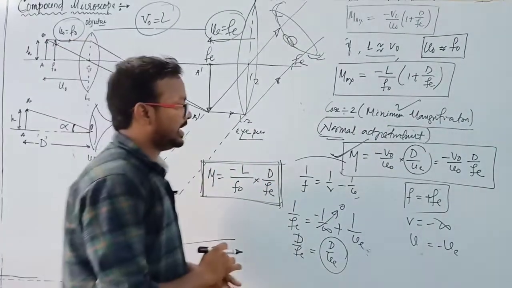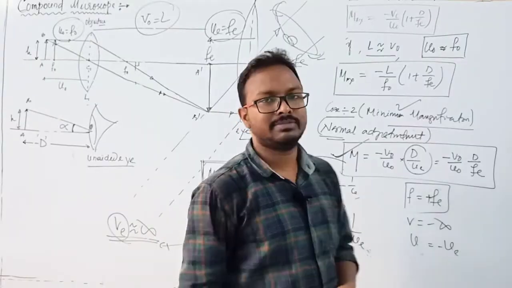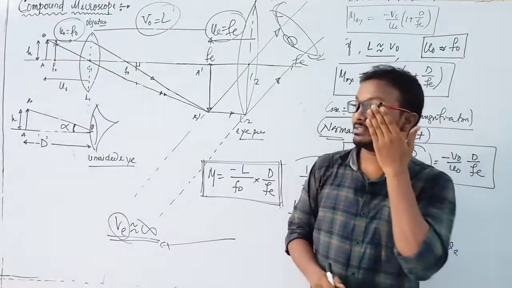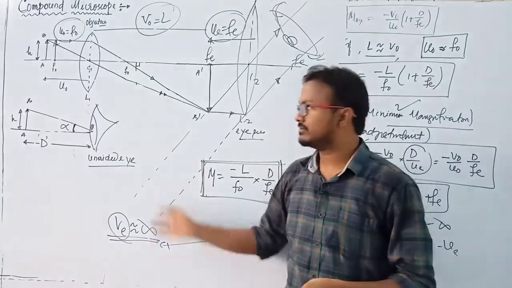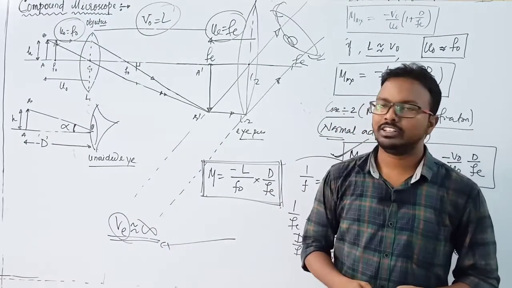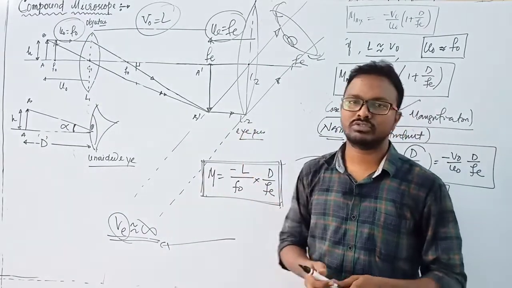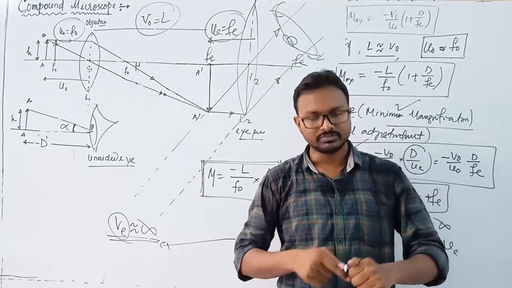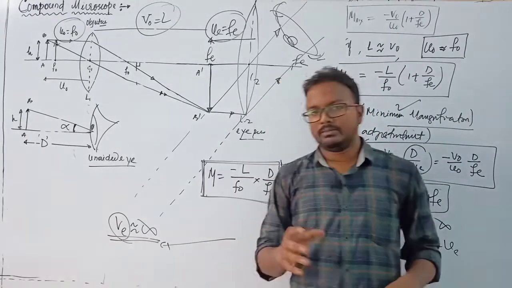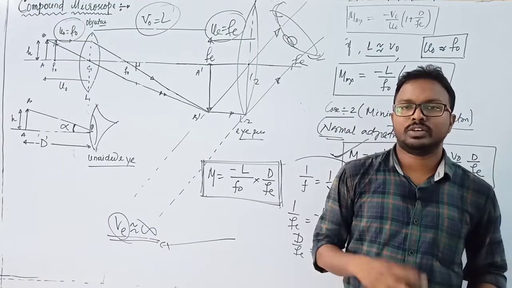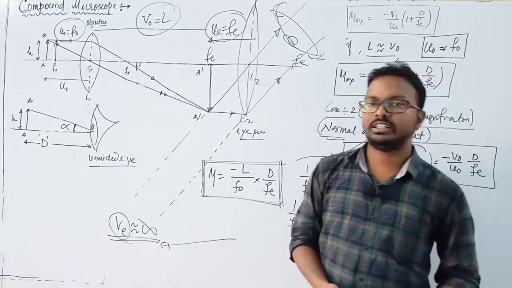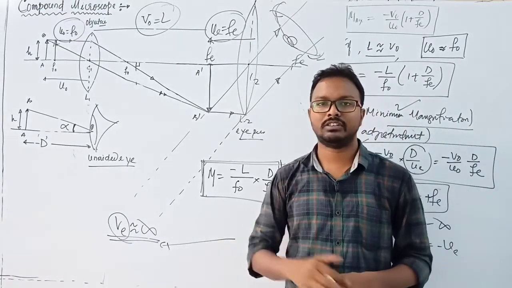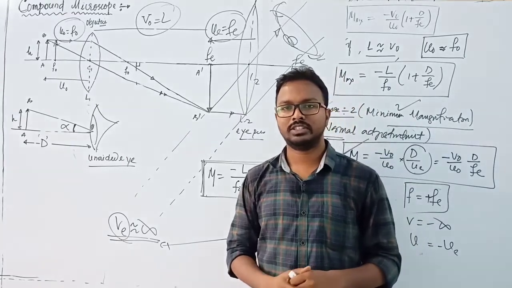Clear? These are all about how to calculate magnifying power, and what is maximum magnifying power and what is minimum magnifying power. This is an important long question for your council examination. So a question may be asked in your council examination: what is a compound microscope, write its working and ray diagram and magnifying power of a compound microscope. Clear? Thank you.